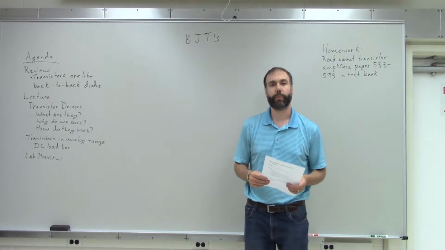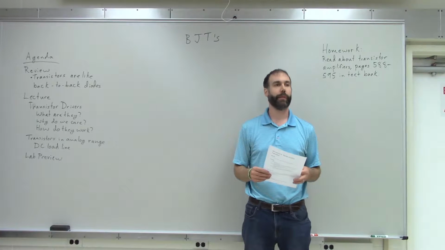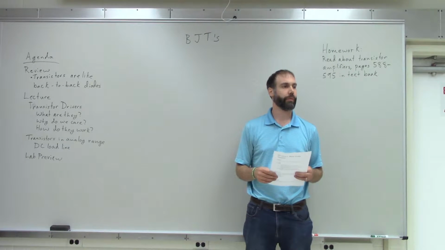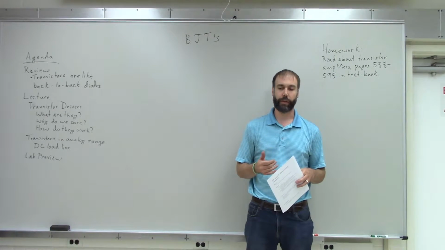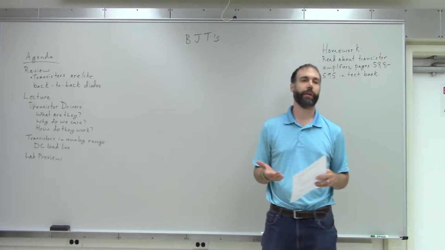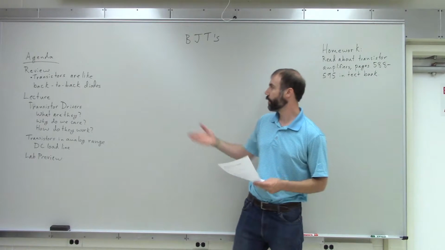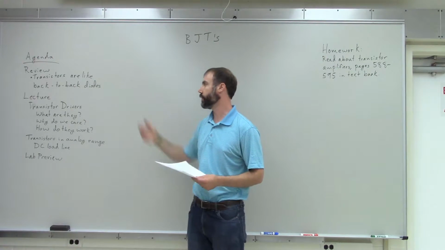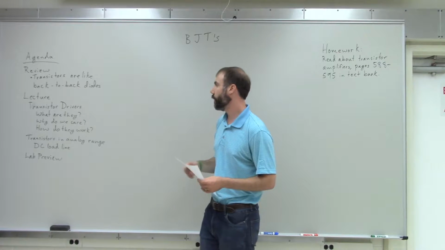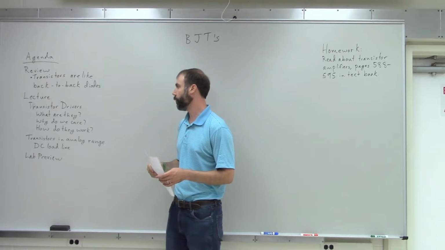Today we're going to talk a little bit more about bipolar junction transistors. We talked a little bit about them last time, and we looked at their characteristics. Today we're going to talk about them and see how we can actually use them in some real circuits. So we're going to start off with a review of transistors, and then we're going to do a lecture, and we're going to talk about using transistors in two different ways.